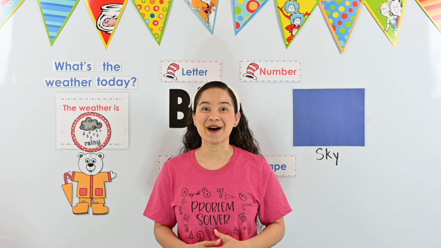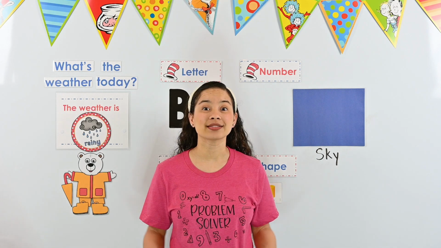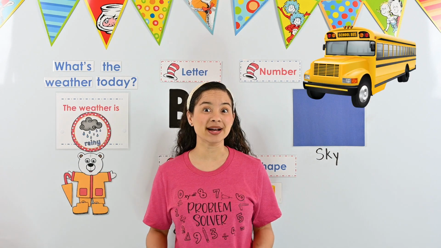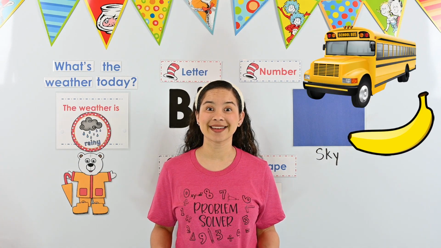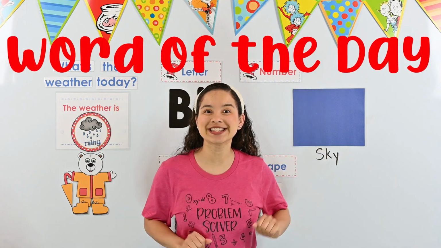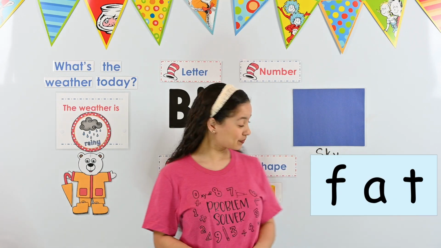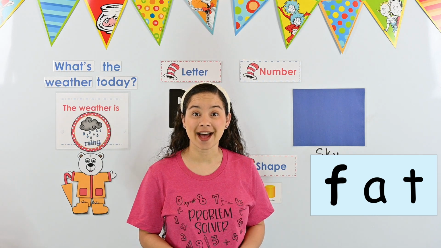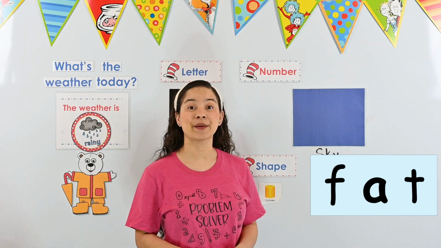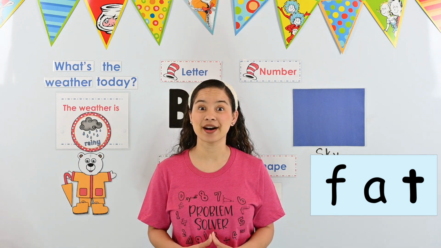Awesome. Okay, we just looked at three things that start with the letter B. That means they all start with the B sound. We saw a bus, a banana, and a bike. Okay, now it's time to read our word of the day. Let's see what letters are in today's word. I see the letter F, the letter A, and the letter T.